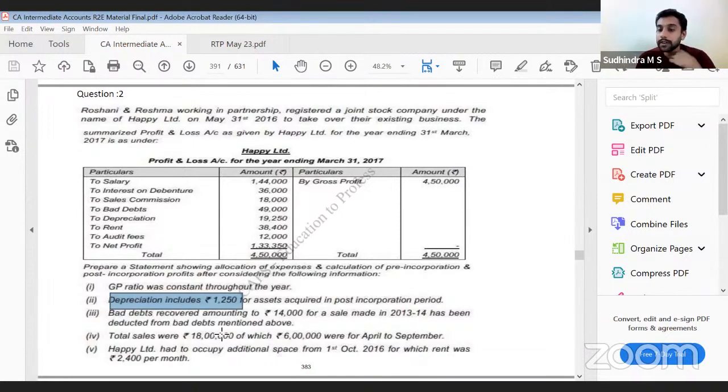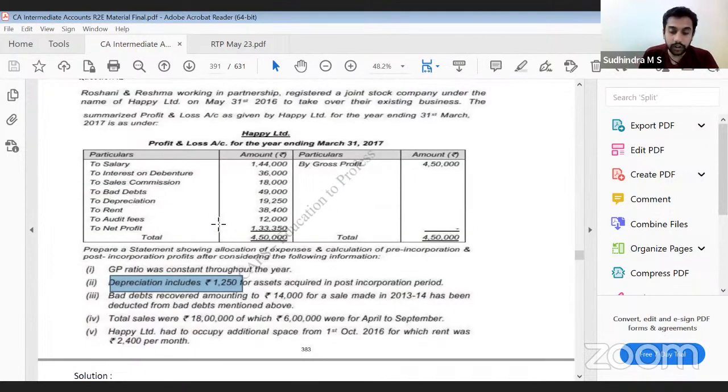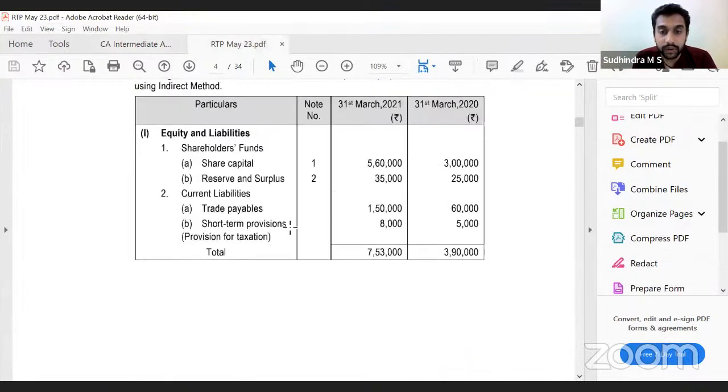Be careful, and please do not forget to give notes, because this is less a technical chapter, with more focus on presentation in the exam. So focus on presentation. These were the two questions that we had to discuss. Since our exam's RTP is not yet released, I'll go with the May 23 RTP. We'll look into one of the questions there.